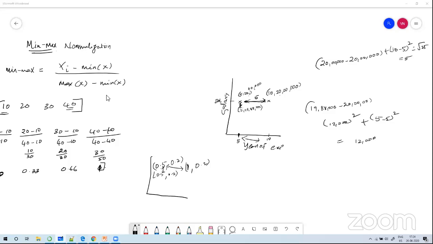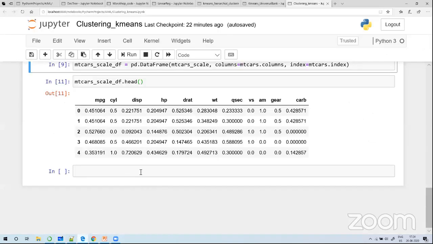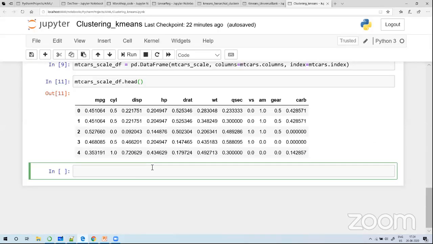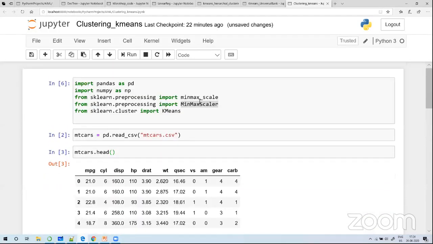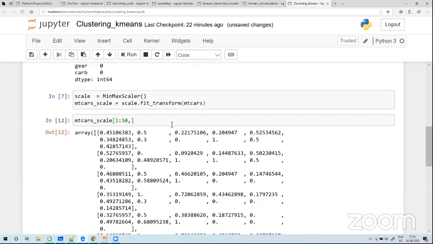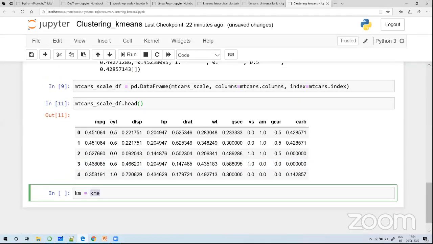Okay. I hope that answers your question on scaling. Now, we have these ready. We have scaled data ready. Now, let's try to compute the k-means cluster. We call this Km is equal to KMeans.